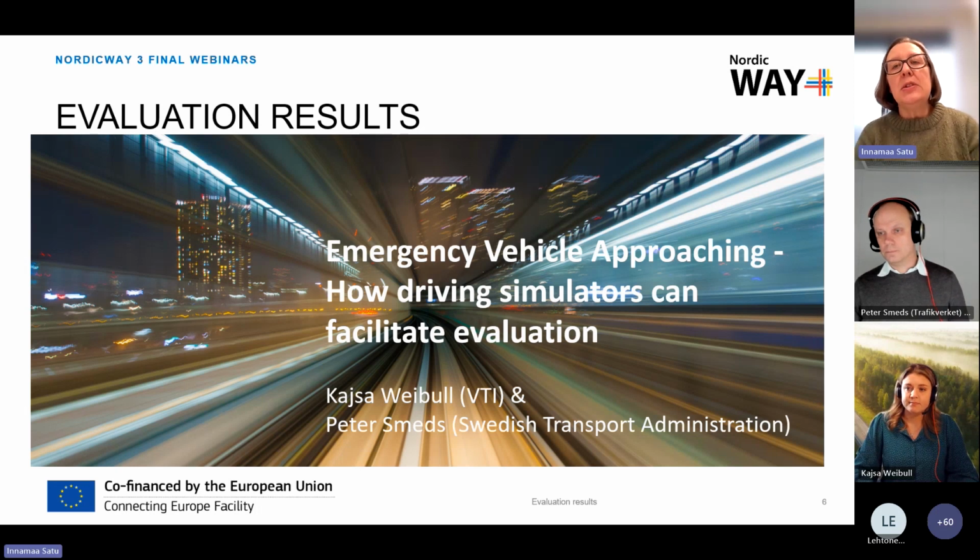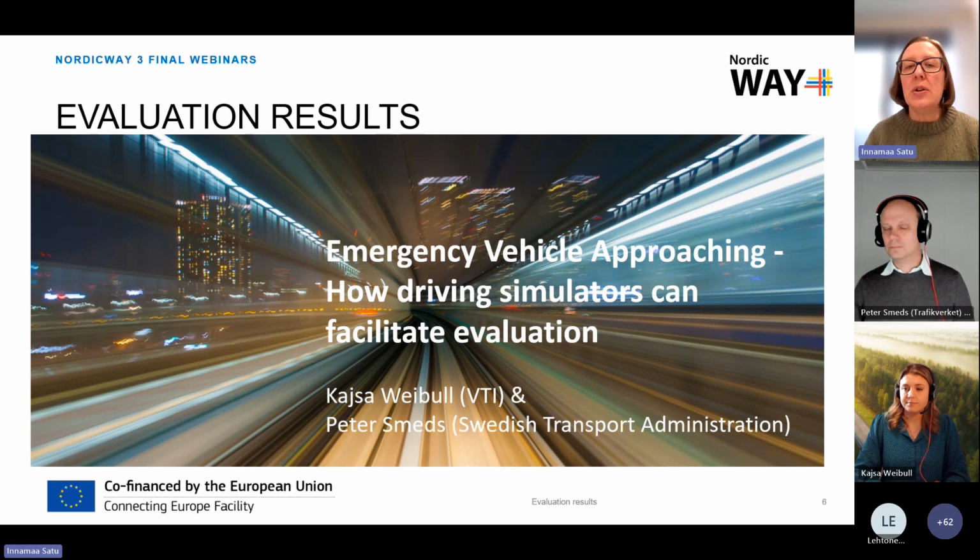Kaisa is a PhD student at VTI, the Swedish National Road and Transport Research Institute, and Linköping University. Her research focuses on how ITS can be used to support drivers when interacting with emergency vehicles in traffic. And Peter Smeds is Senior Advisor at the Swedish Transport Administration. He works in the planning division with the area Vehicles Digitalization and ITS.